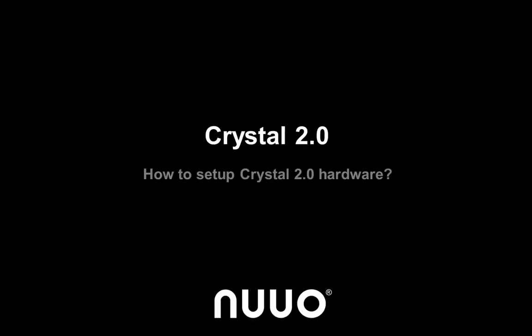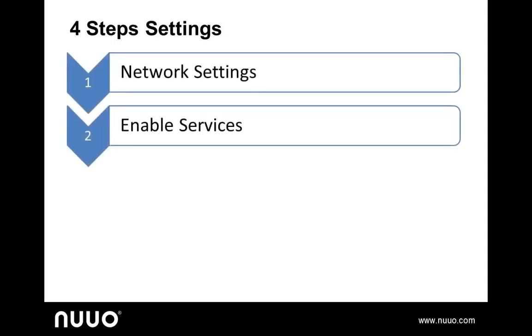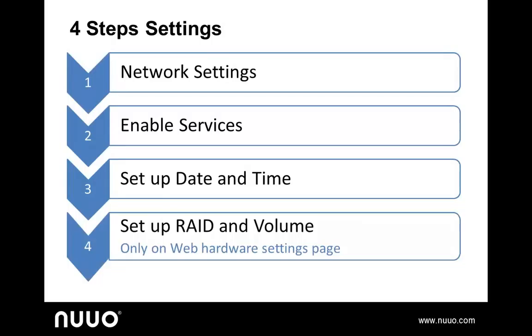You are currently in the System Setup section, and in this particular video we will show you how to set up Crystal 2.0. To initiate the system, 4 steps are required. First, you need to input the network information. Next, enable the services on Titan. This is followed by keying in the date and time. Finally, to complete the setup process, you need to create the RAID and volume via the Titan Web Hardware Settings page. Now let's introduce the process for setting up Crystal 2.0 via the installation wizard.